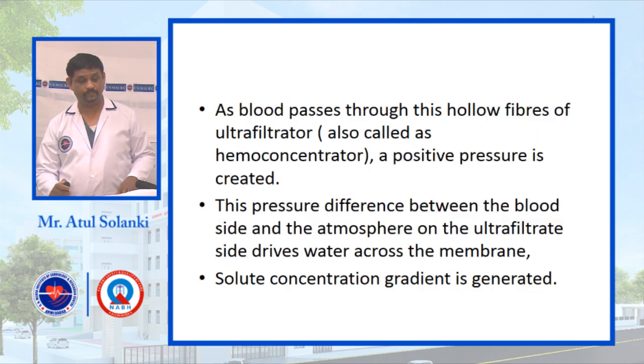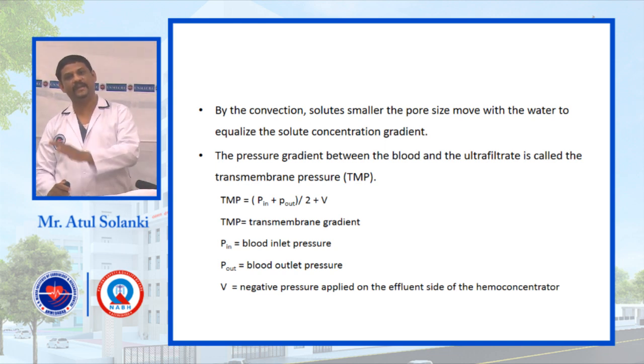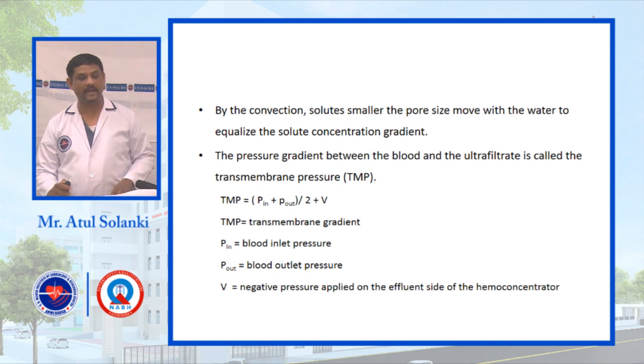This is the mechanism in the ultrafiltration device. As blood passes through the hollow fibers of the ultrafilter, also called a hemoconcentrator, a positive pressure is created. This pressure difference between the blood side and the atmosphere on the ultrafiltrate side drives water across the membrane. A solute concentration gradient is generated. So for ultrafiltration, transmembrane pressure is most important. In this equation you can see the pressure going from positive to negative, and the total volume we get is the ultrafiltered solution.